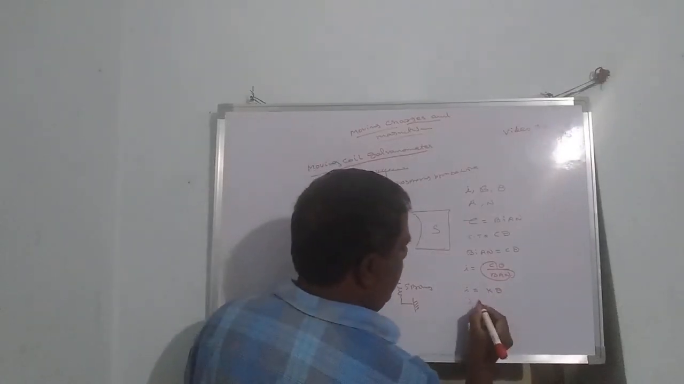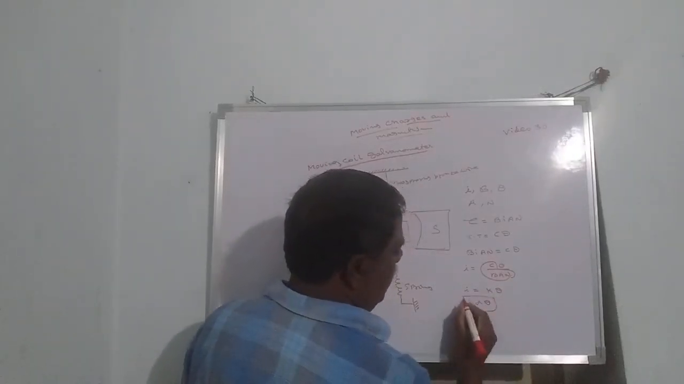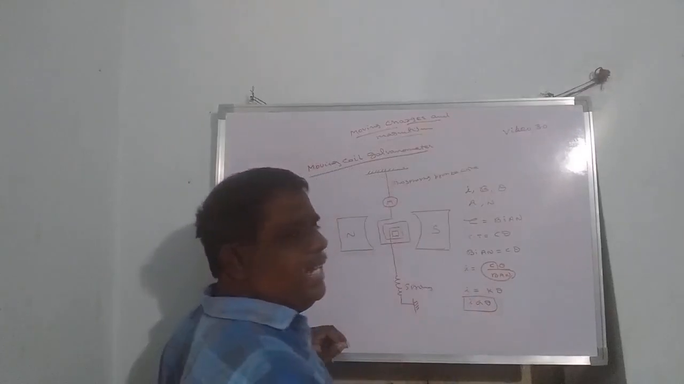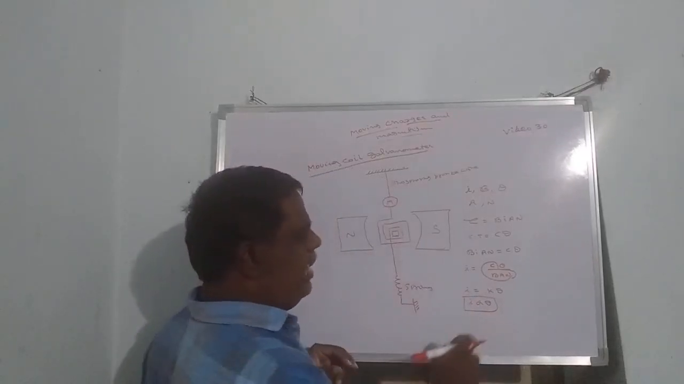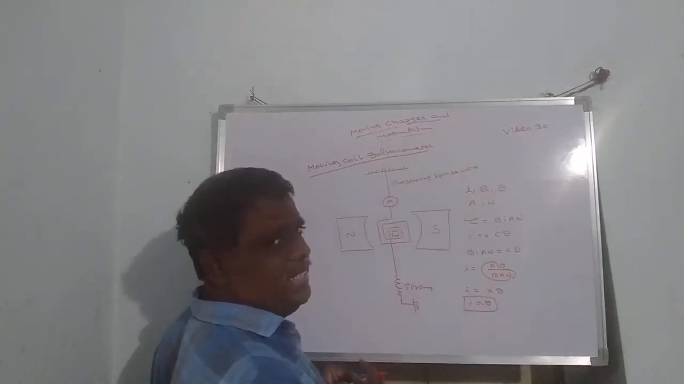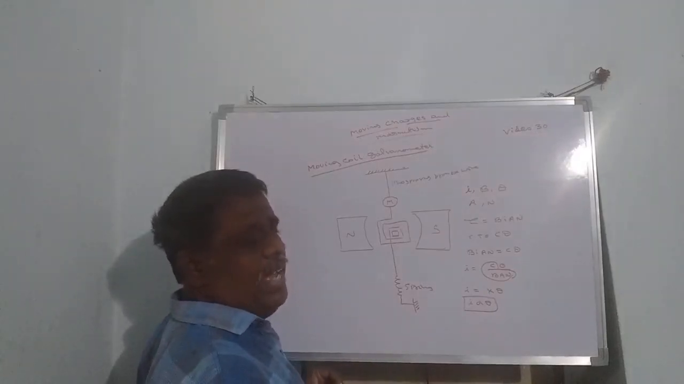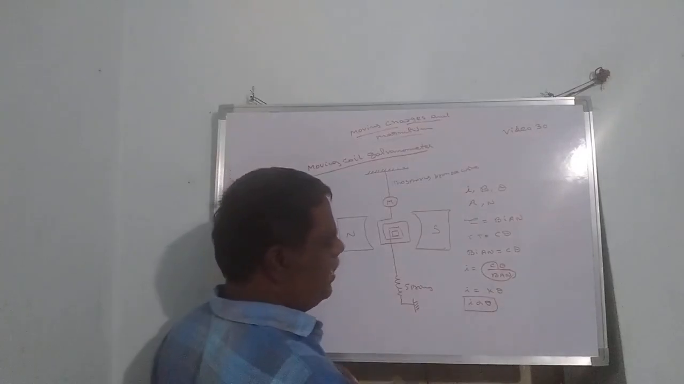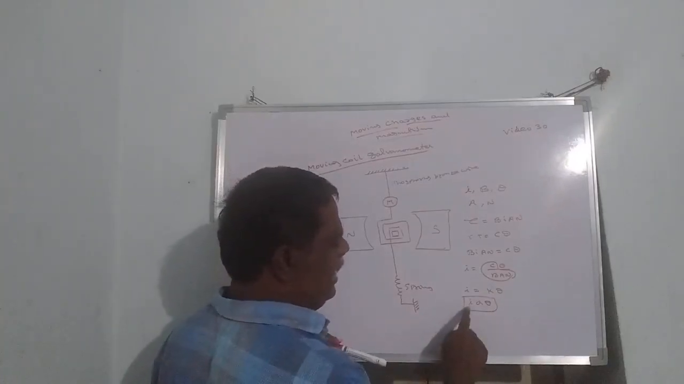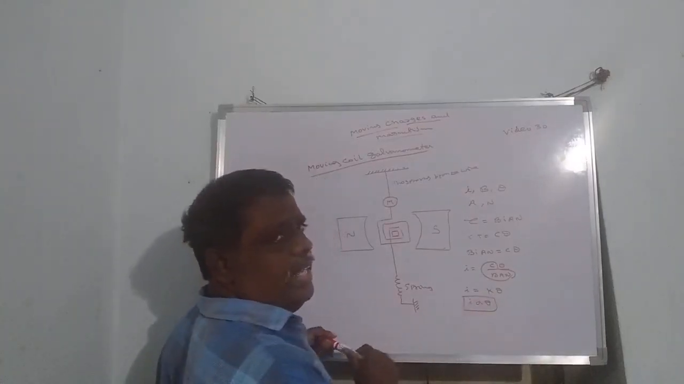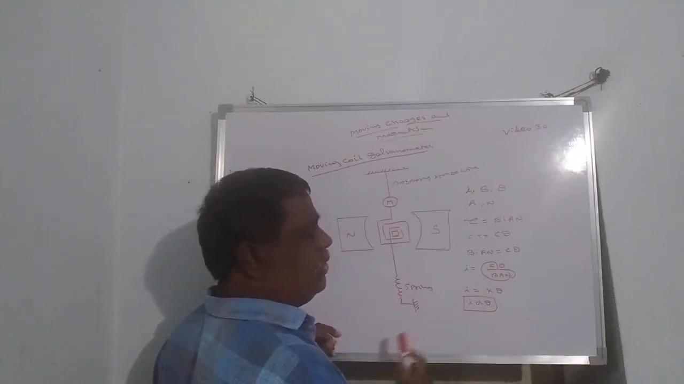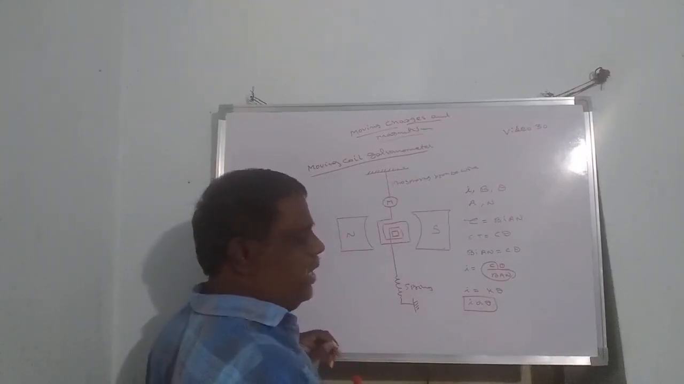If you remove K, I is directly proportional to theta. That means if the current flow in the coil increases, the deflection increases. This deflection is measured with the help of a lamp and scale arrangement. I is directly proportional to theta. So if the current increases, the deflection in the galvanometer also increases.